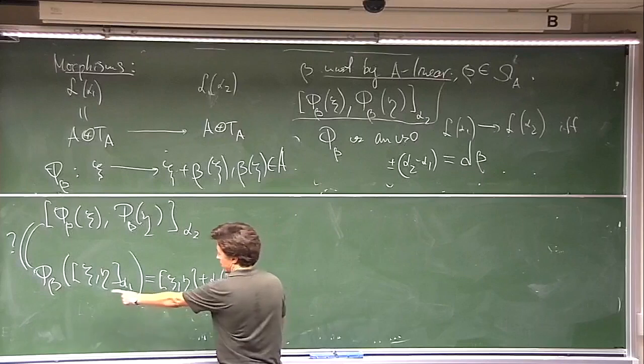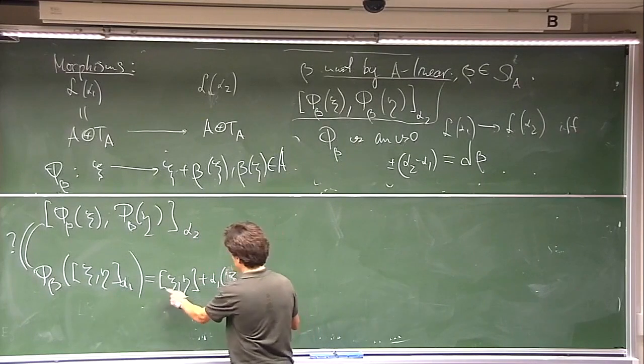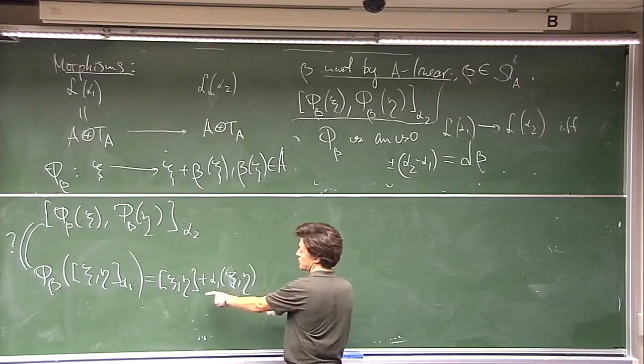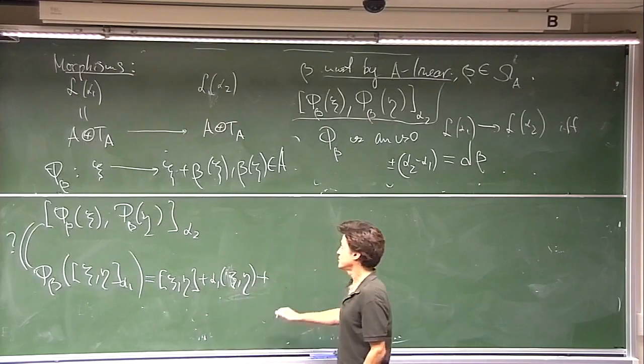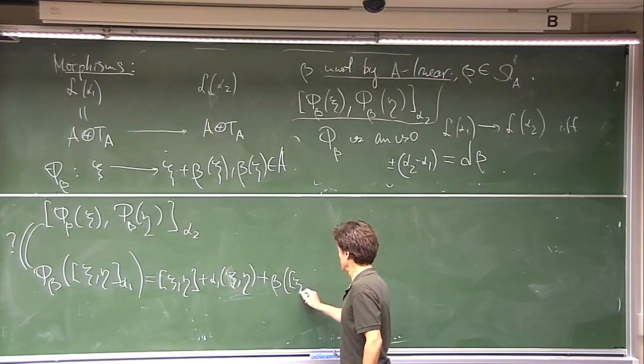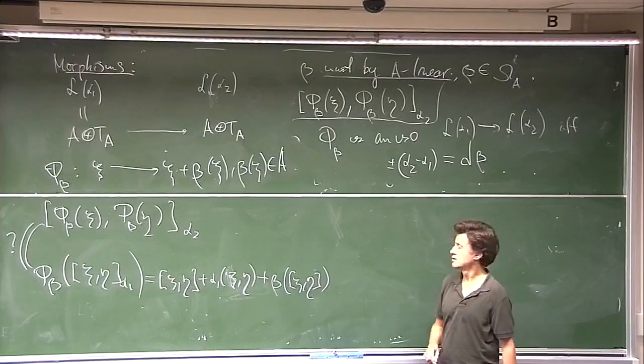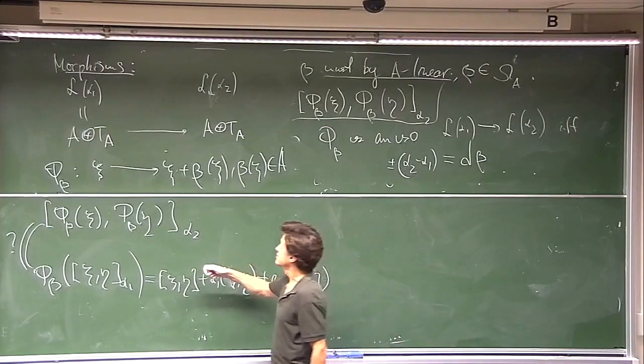So I just wrote what that is. So I apply phi to this thing. Phi leaves fixed function, but this thing goes to beta of the bracket. Agreed?